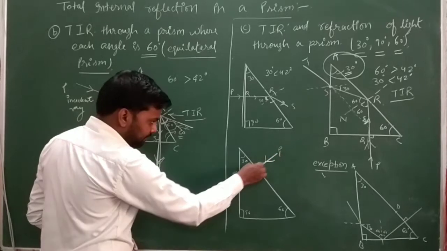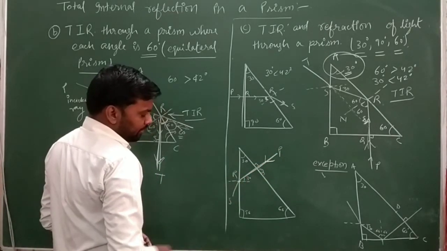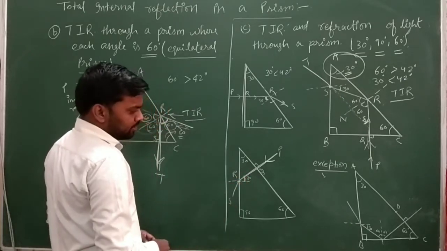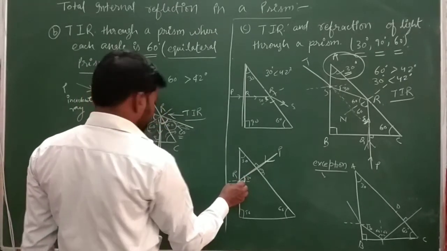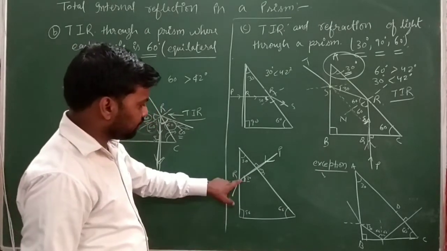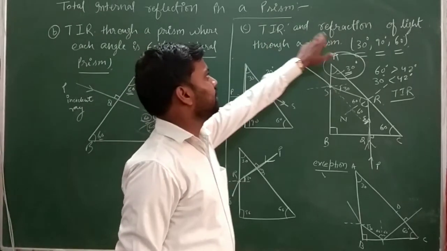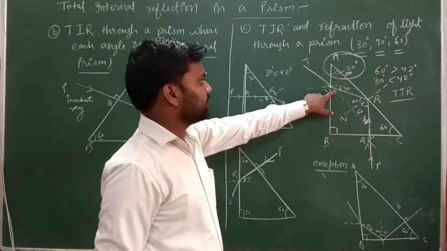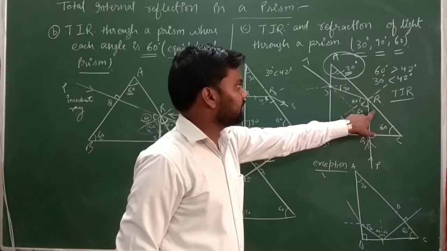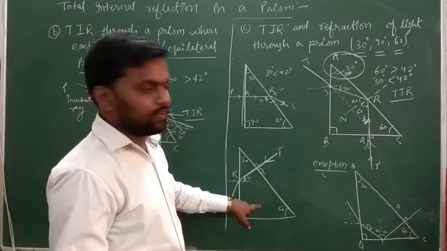Again this light ray will come at this point. It will make an angle 30 degree, but it will not show total internal reflection. It will show only refraction here. That is, we are talking about total internal reflection and refraction. We have seen refraction here, total internal reflection here. But in both of these cases we are only getting refraction.